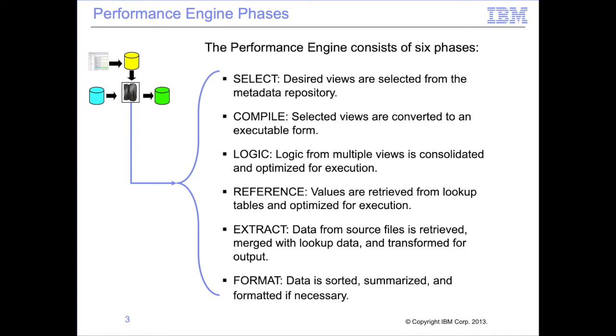Recall that the SAFR performance engine consists of 6 phases. The extract phase determines which source data records are selected for output. The extract phase can produce final output files, but if the data requires sorting, summarizing, or special formatting, the extract phase instead writes the output to temporary work files. These files are then read by the format phase. Hardcopy reports are produced in the format phase.